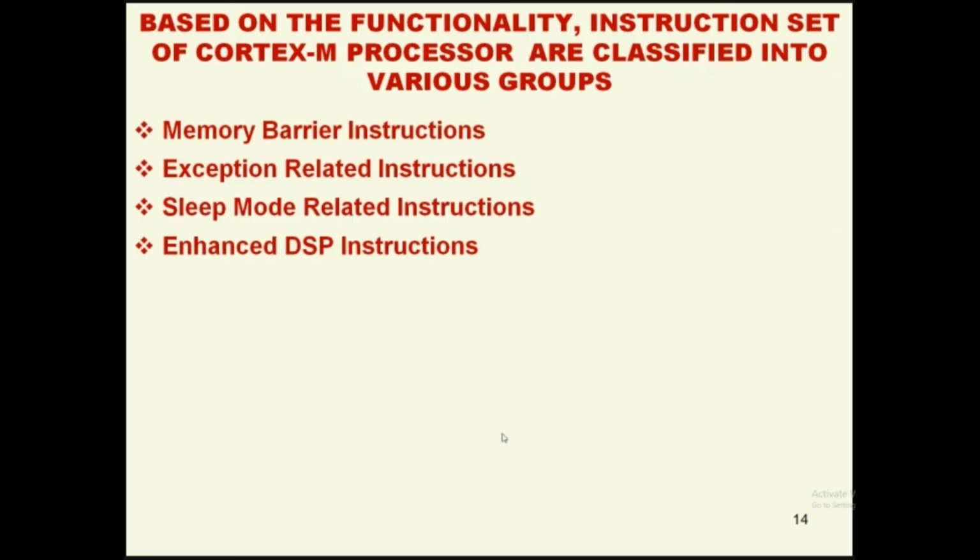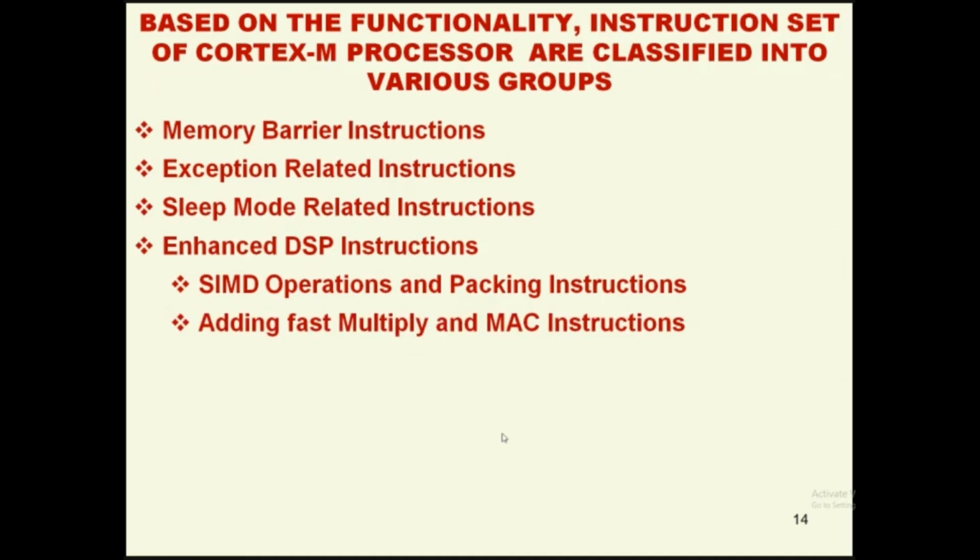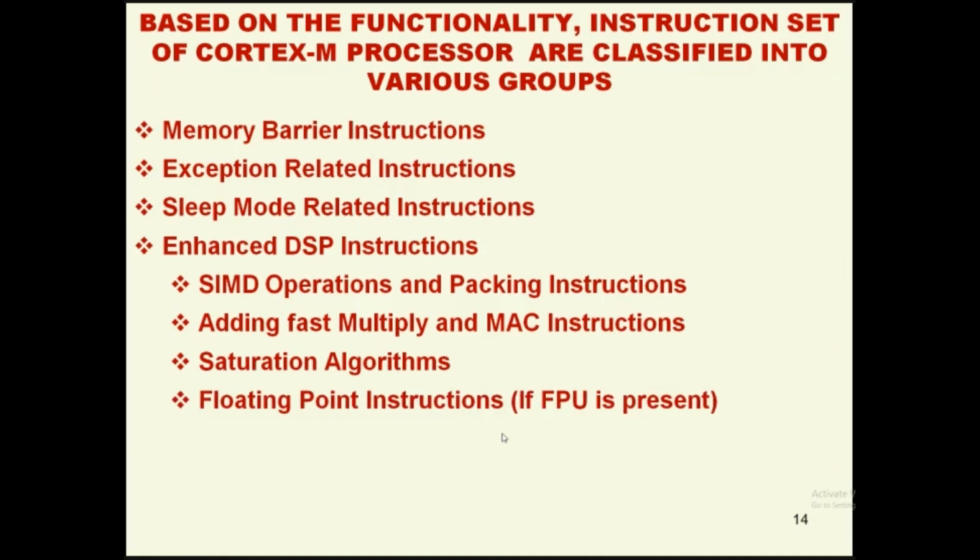Already there are DSP instructions like multiplication and accumulation instructions, MAC instructions. Then there are many more DSP instructions like single instruction multiple data operations, SIMD operations, and packing instructions, and fast multiply and MAC instructions, and saturation instructions, and floating point instructions exclusively for signal processing. So this is the simple overview of the instruction set architecture of the ARM Cortex-M4 series. As a summary, in the following sessions we will be discussing everything in detail one by one.